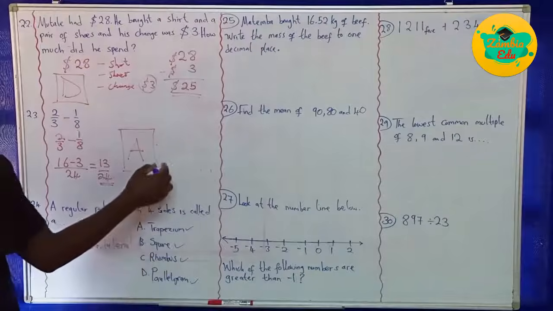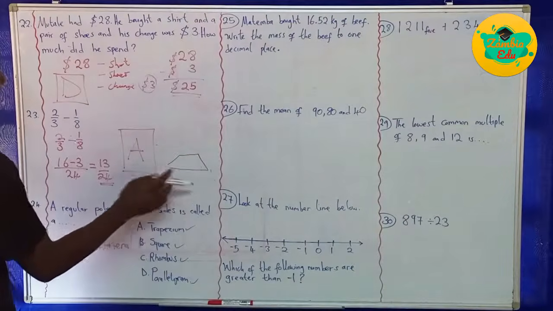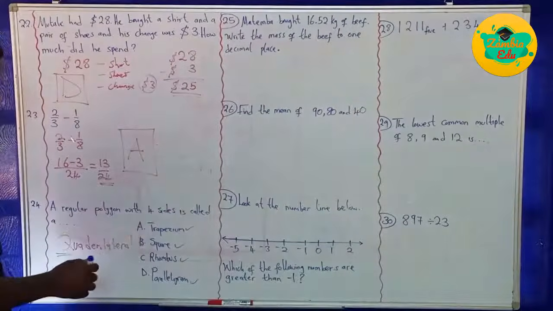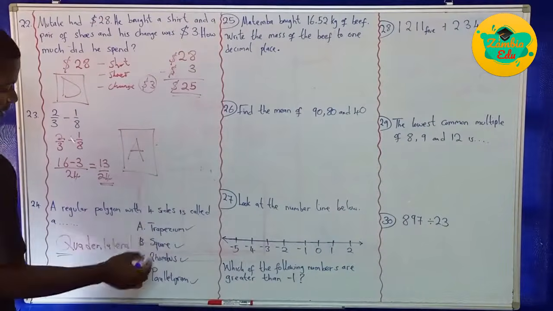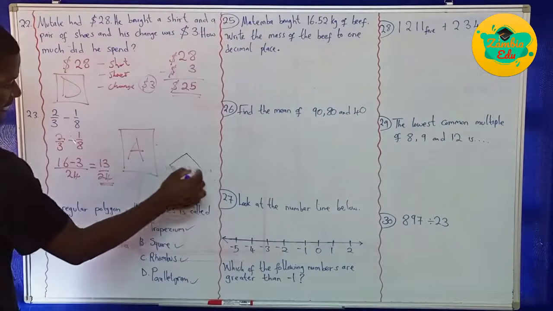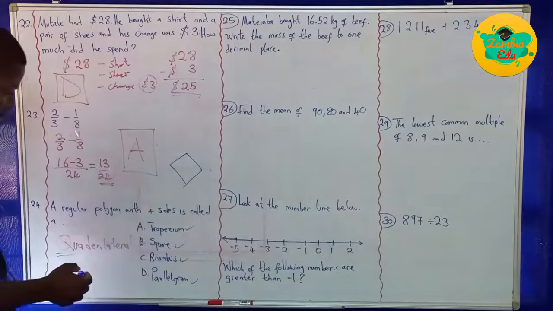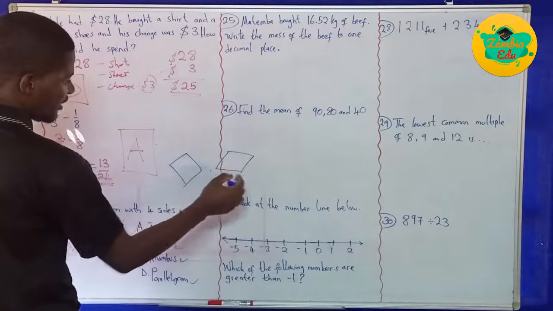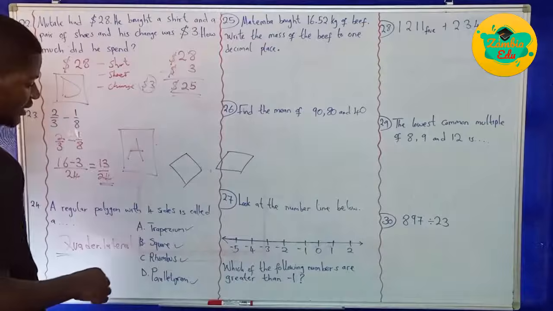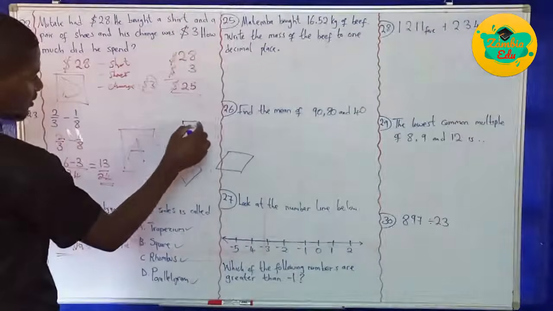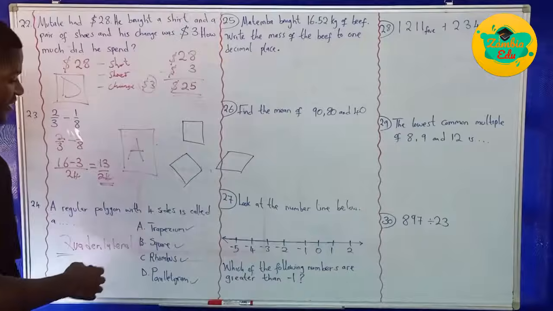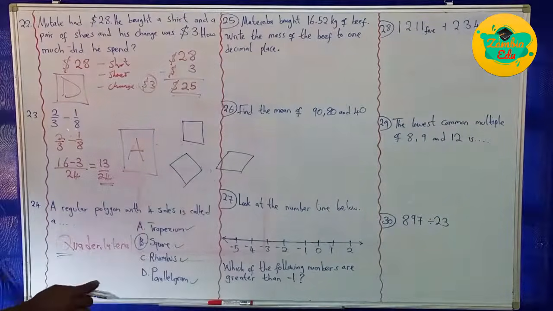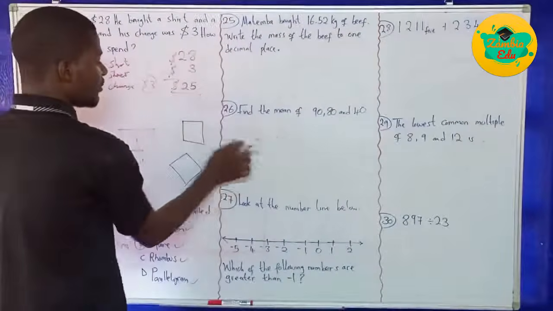So a trapezium, yes, it has 4 sides, but it is not a regular shape. C rhombus, yes, has 4 sides, but it's not a regular shape. D, we have a parallelogram. It has 4 sides, but it's not a regular shape. But we have our square, which has 4 sides, and it is also a regular shape. And therefore, B, or number 24, was the answer we were looking for.